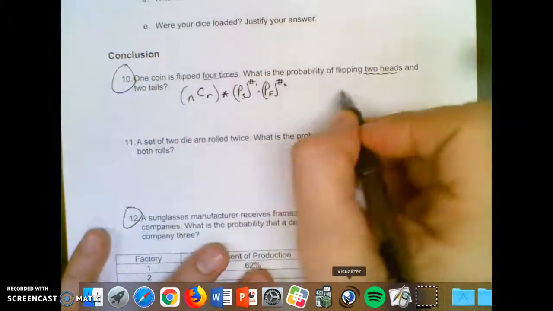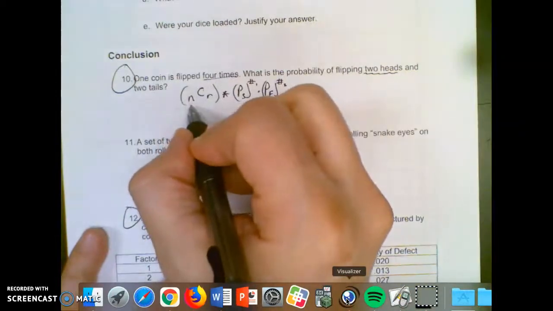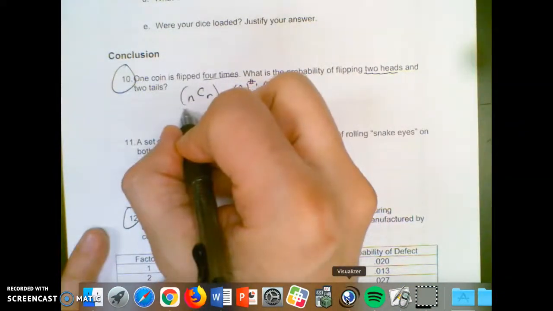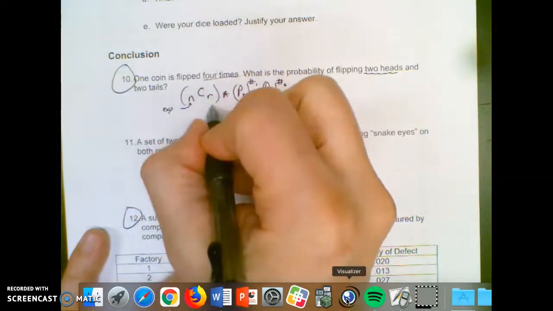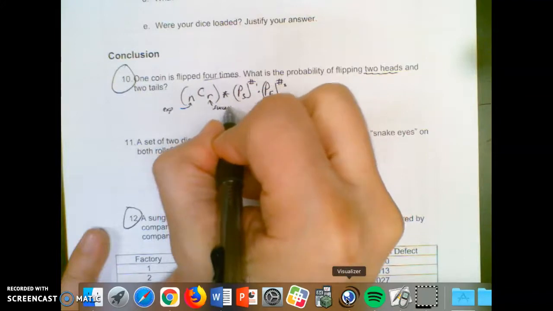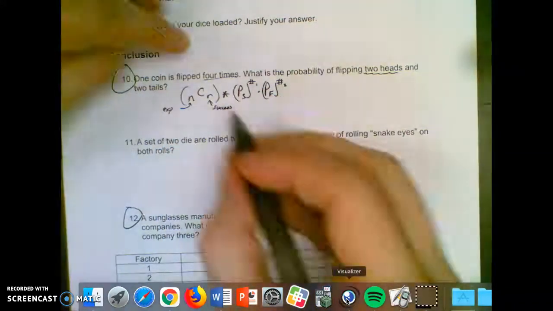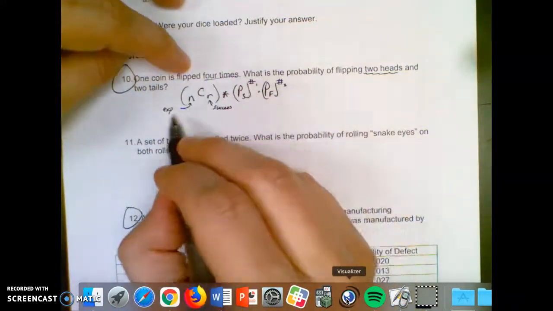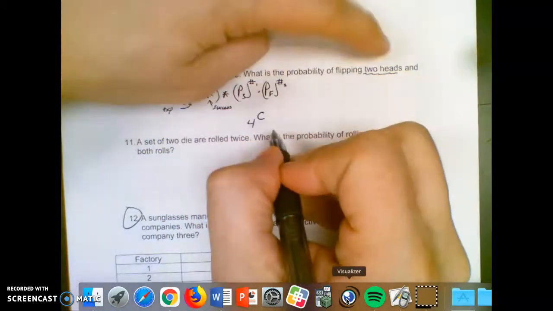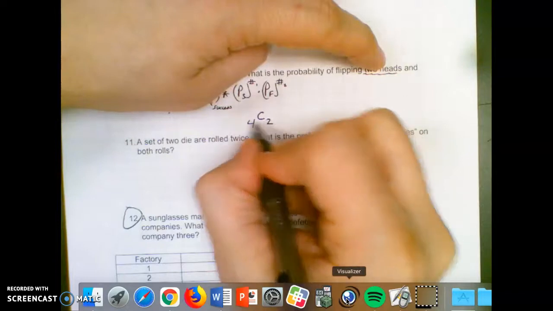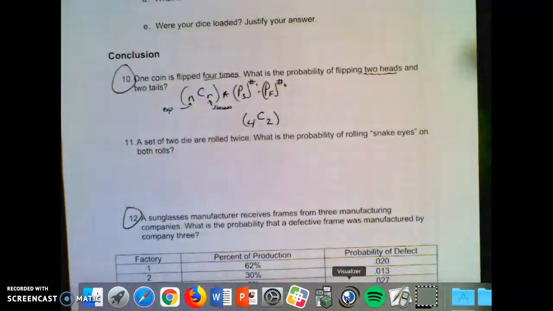So what the heck is nCr? Well, basically, this is the number of times you experiment, and this is the number of successes. So in this problem, if a coin is flipped 4 times, I have 4 flips, and I want to choose 2 of them to be heads. So you do 4 choose 2.